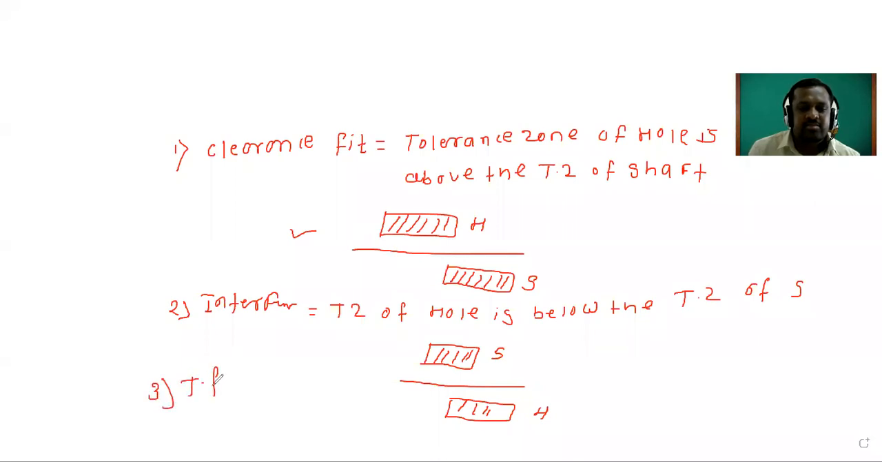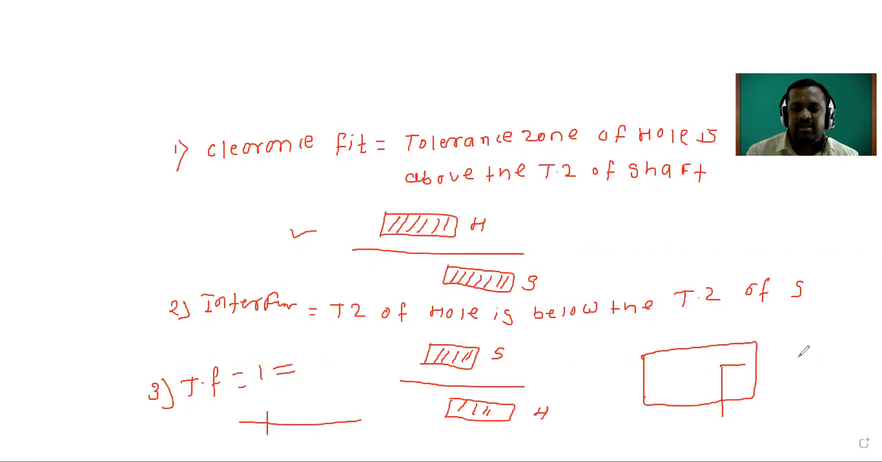The transition fit means the tolerance zones of shaft and hole overlap each other. Then how to represent it like this? How to represent it? हे कसं आपण दर्शवू शकतो? Just like this. Suppose this is the tolerance zone for the hole, and in between that there will be the tolerance zone for the shaft, like this. It is correct. It is for the transition.